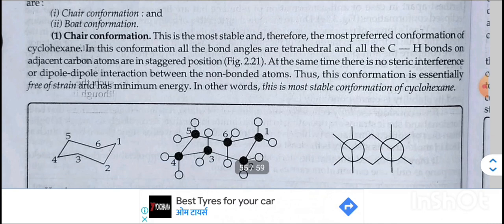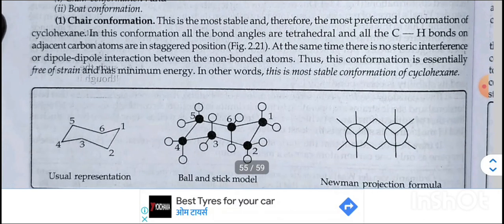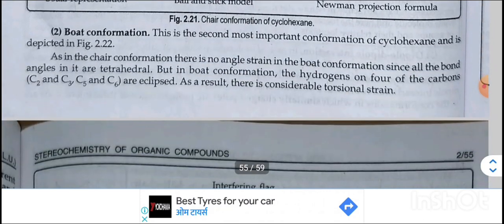Chair form. This is the most stable and therefore the most preferred conformation of cyclohexane. In this conformation, all the bond angles are tetrahedral and all the carbon-hydrogen bonds on adjacent carbon atoms are in staggered position. At the same time, there is no steric interference or dipole-dipole interaction between the non-bonded atoms. Thus, this conformation is essentially free of strain and has minimum energy. In other words, this is the most stable conformation of cyclohexane.